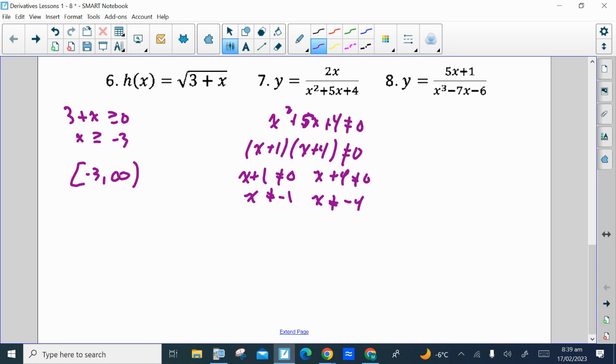You could do the domain in interval notation. You'd have to have 3 different intervals, from -infinity to -4, from -4 to -1, and then -1 to positive infinity. Or we can use set notation by simply saying that x cannot equal -1 or -4, but otherwise all real numbers will work.